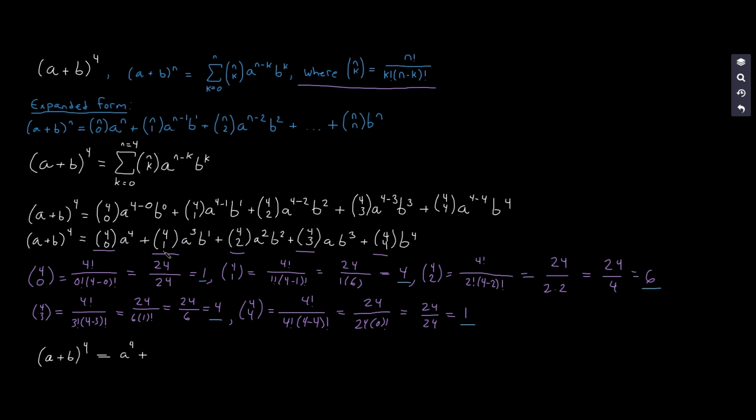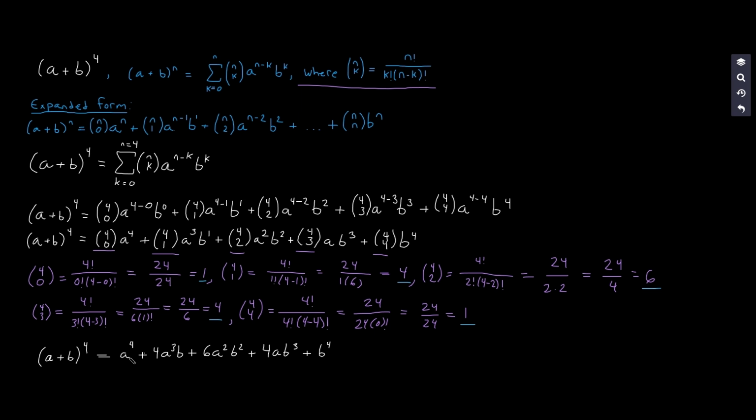plus 4 choose 1, and 4 choose 1 was identified to be 4, so we're going to have plus 4 times a raised to the third power times b plus 4 choose 2, which was identified to be 6, so we're going to have 6 times a raised to the second power times b raised to the second power, and then we're going to add that to 4 times a times b raised to the third power plus 4 choose 4, which was identified to be 1, and, well, 4 choose 4 is attached to b raised to the fourth power, so we're just going to have 1 times b raised to the fourth power, which is just going to be b raised to the fourth power.